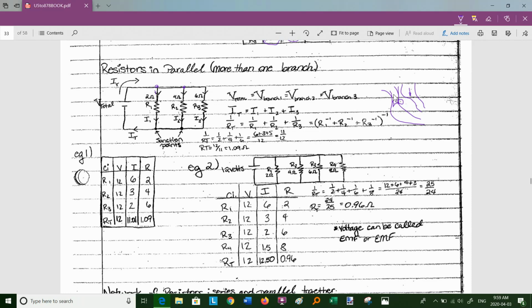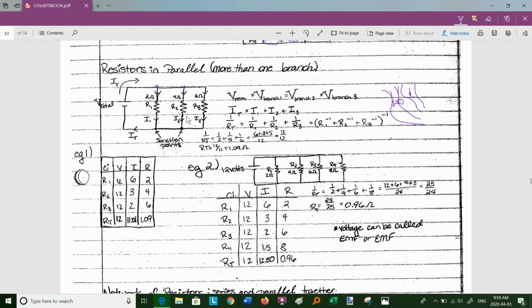So the voltage is the same across each of those branches. The resistance doesn't have to be the same, and the current doesn't have to be the same. But when you add the currents together, I1 plus I2 plus I3, you have to get the same total.